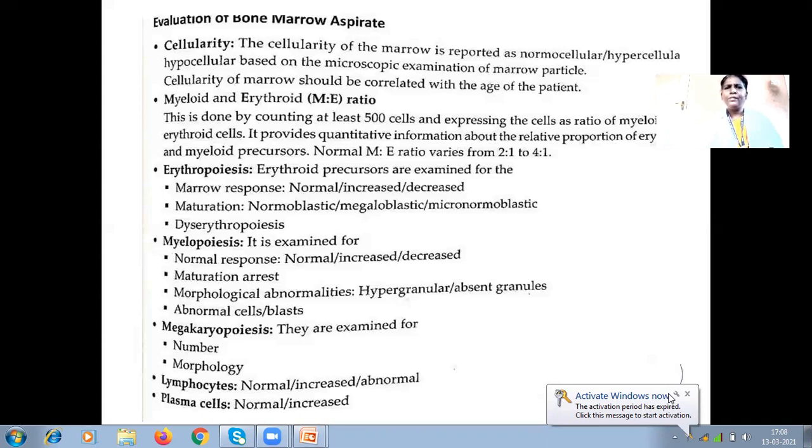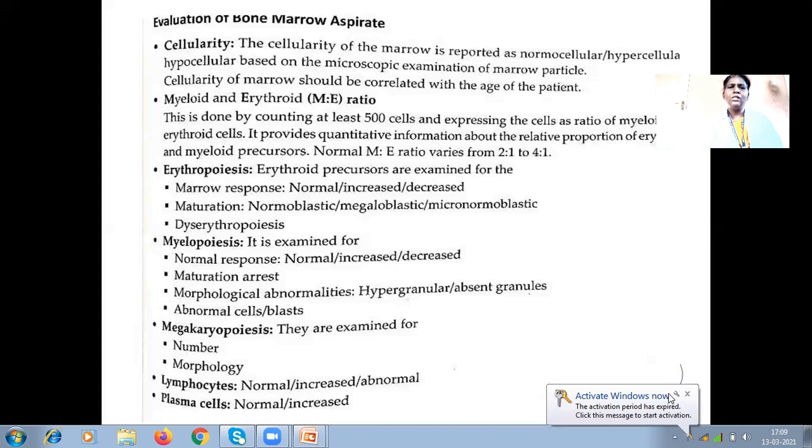Then erythropoiesis. Erythroid precursors are examined for the marrow response, whether it is normal, increased or decreased. Then we need to see the maturation of erythropoiesis, whether it is normoblastic, megaloblastic or micronormoblastic. Next, we need to see the dyserythropoiesis. Then myelopoiesis, which is examined for normal response, whether it is normal, increased or decreased.